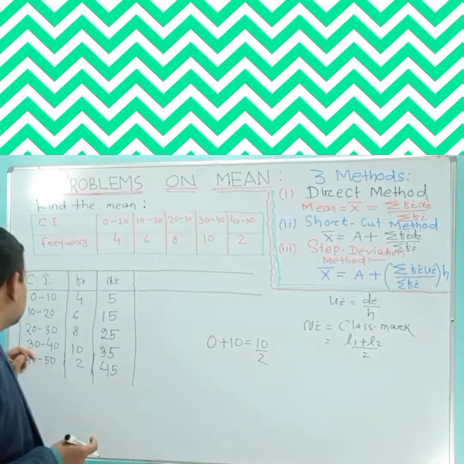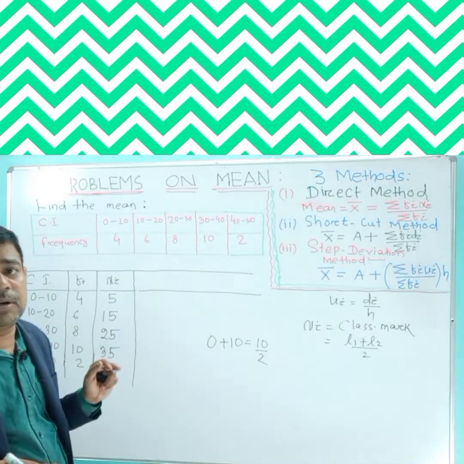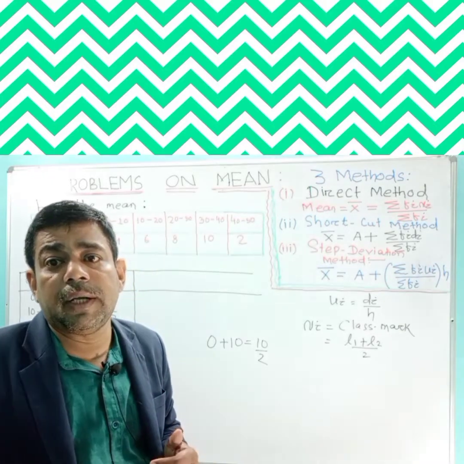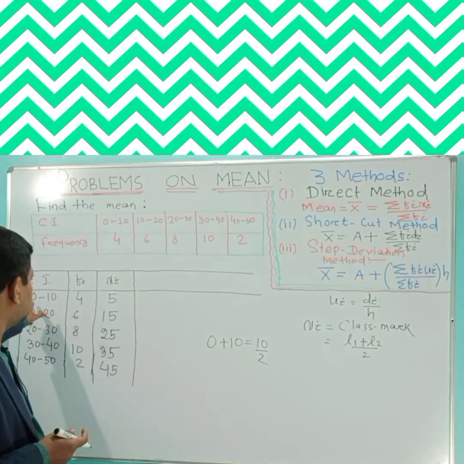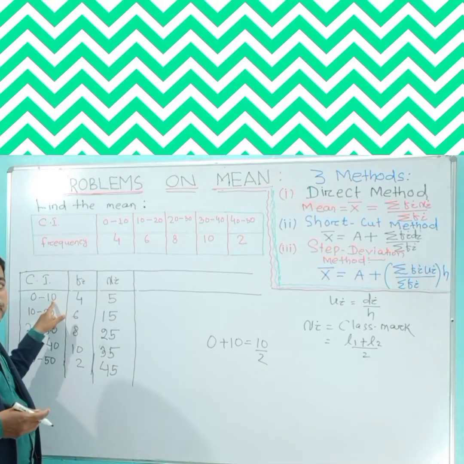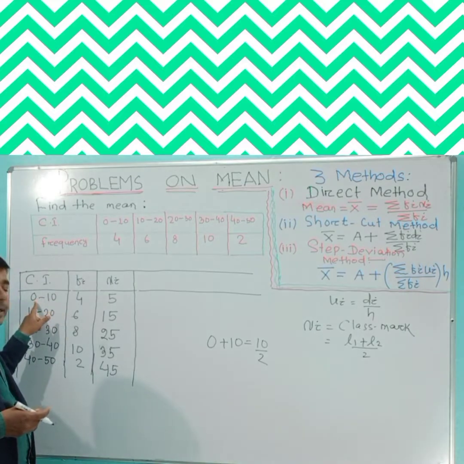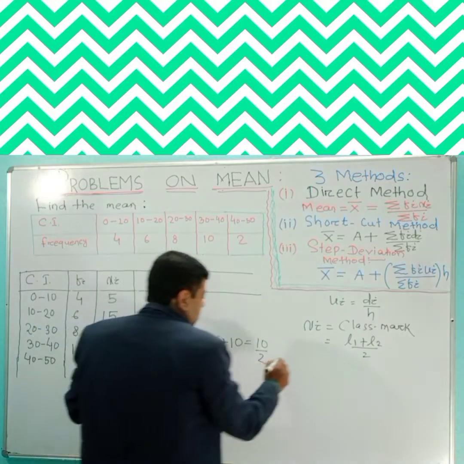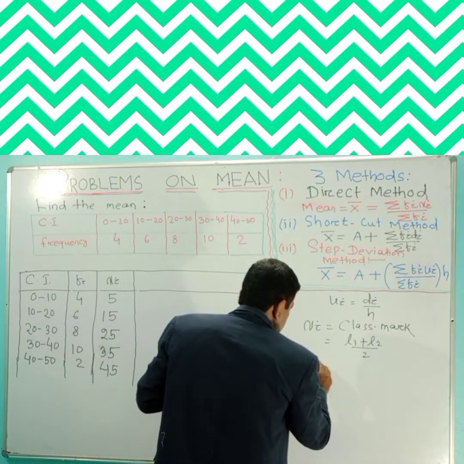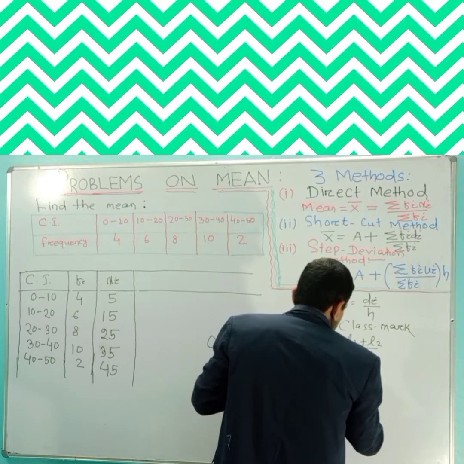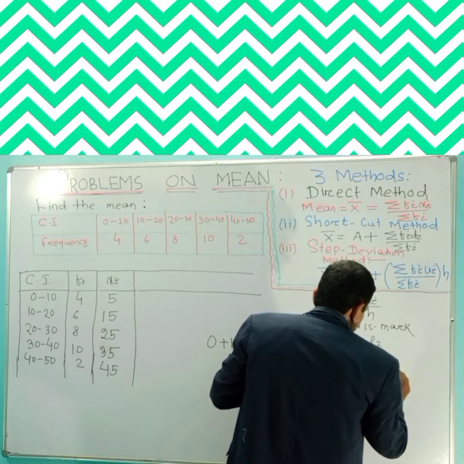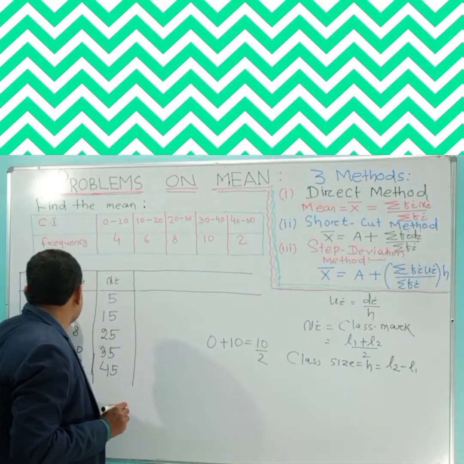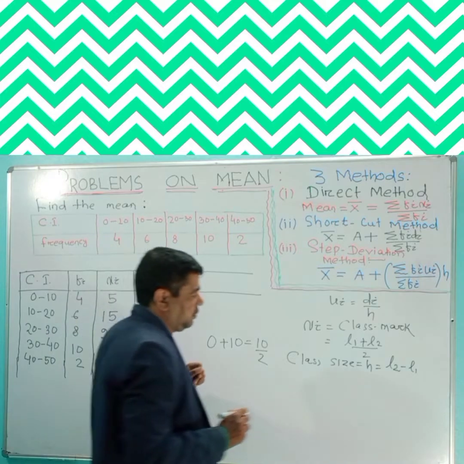Yes or no? So you see, once again, class size. All of you know class size. The class size is the difference between the upper limit and the lower limit. In the first class interval 0, 10, the upper limit is 10 and lower limit is 0. So class size, denoted by h, is equal to upper limit minus lower limit. Here upper limit is 10 and lower limit is 0, so class size is 10.